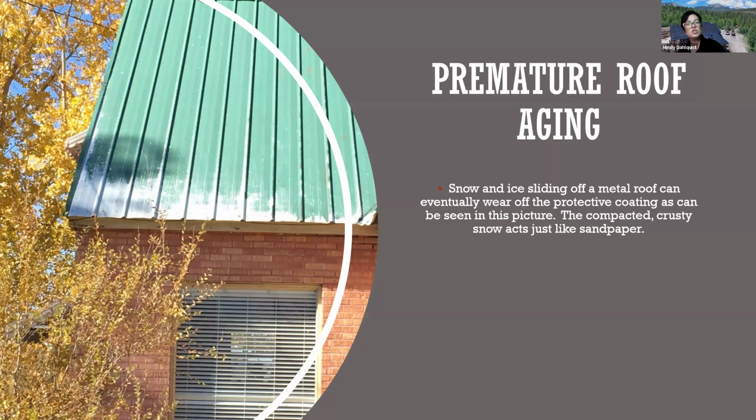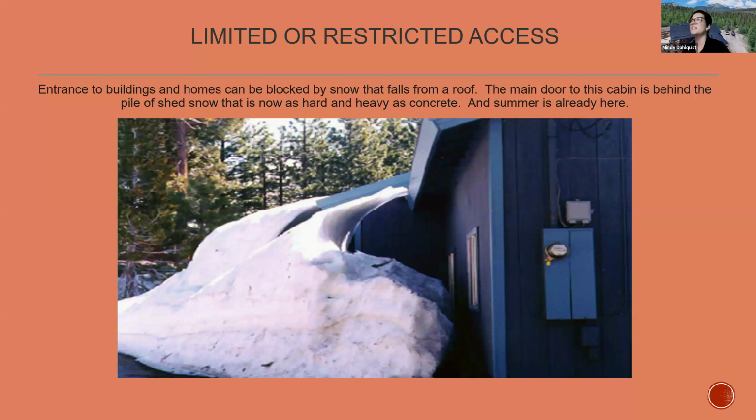Limited restricted access and views. So as you're entering these buildings and homes, those entrances can be blocked by snow and ice that falls from the roof, such as what we're seeing right here in this cabin. And we have to understand that the snow is heavy and hard as concrete. It is not something that you're going to get out there with a cute little plastic shovel and shovel away from your doorway. I did heavy snow removal in Utah, and any of those snow piles that sit for any period of time, the moisture concentration changes in them and they just become solid ice.